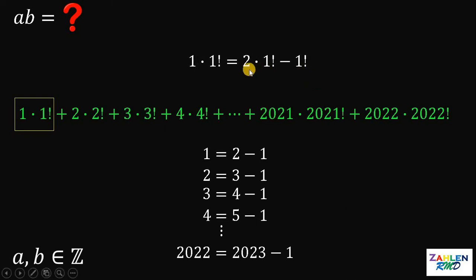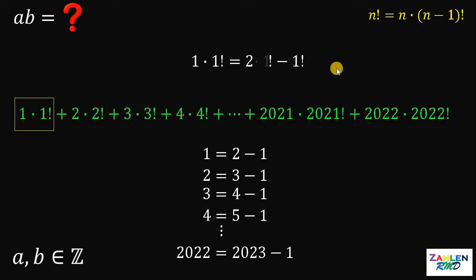Now, on this 2 times 1 factorial, we will use some properties of factorial. Take note that n factorial is equivalent to n times n minus 1 factorial. So, this 2 times 1 factorial is the same thing as 2 factorial. Therefore, 1 times 1 factorial can be expressed as 2 factorial minus 1 factorial.